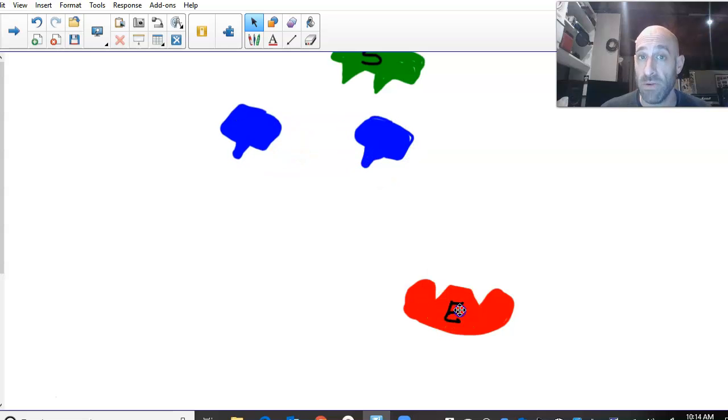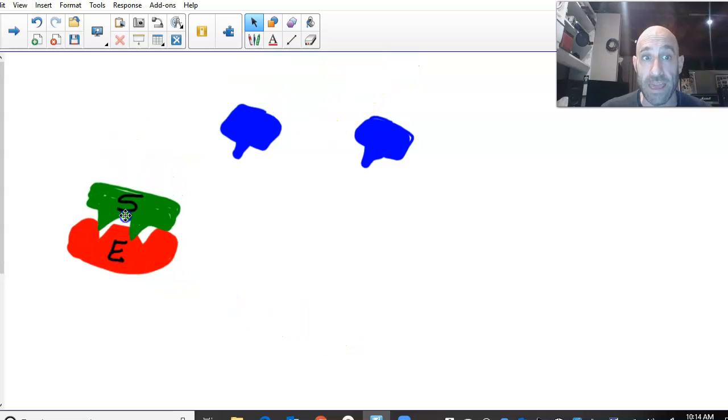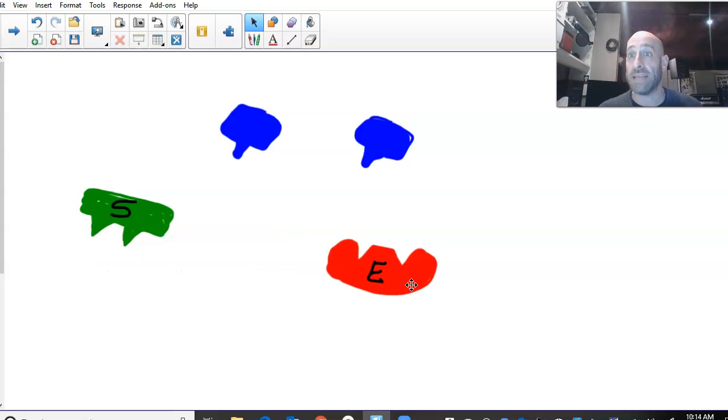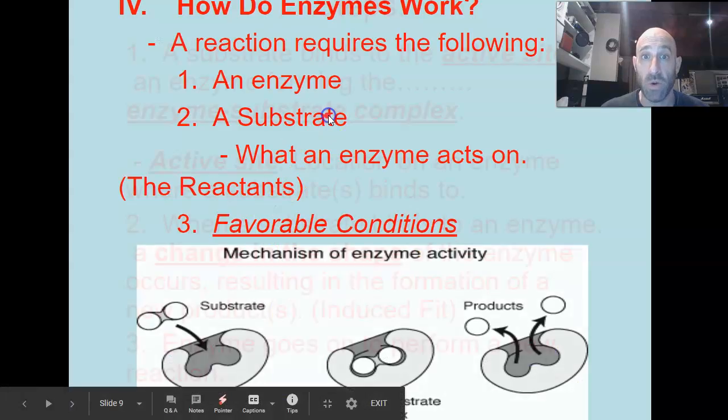What does this enzyme do? It goes right back again, and it finds another substrate. And it keeps doing its job. So this enzyme can keep getting used over and over again because it has the ability to be recyclable. So let's just go over that real quick. So what are the steps?